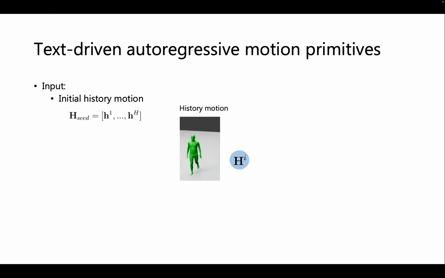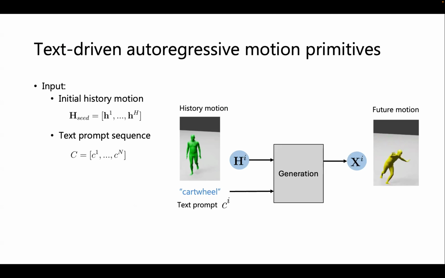So what is the motion primitive for us? In this work, given 2 frames of history motion as well as a text input, we want a model, here a transformer architecture, that generates the future 8 frames, less than 1 second, like 0.25 seconds. So that is our motion primitive.